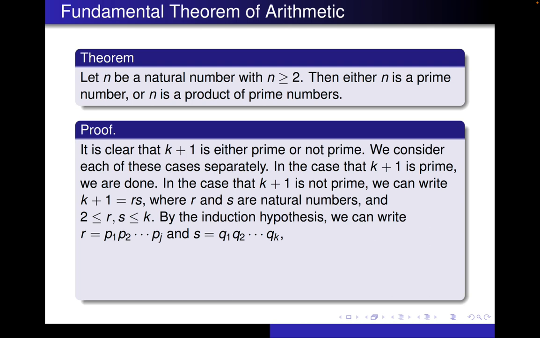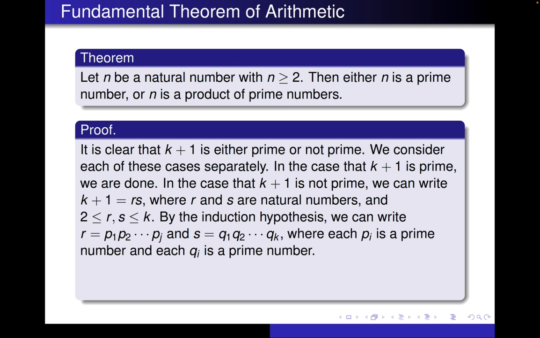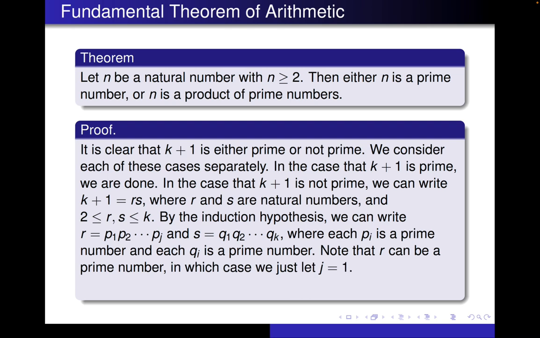We can write r and s as products of primes, where each p_i is a prime and each q_i is a prime number. Or if we want to think of r being a prime number, we can just say, well, in that case, we just let j equal 1. If j equals 1, that means there's one prime in the factorization. That means r is prime. And similarly, we can let k equal 1 if s is a prime number.